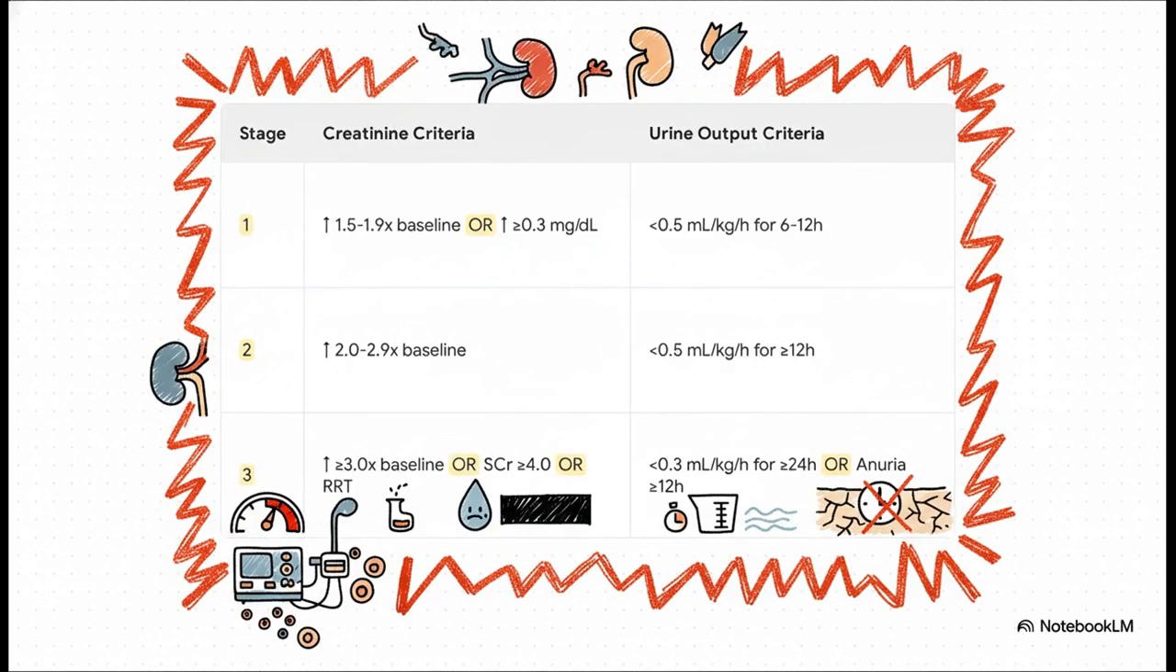And finally, stage 3. This is basically failure. The creatinine criteria are a big jump. Either it triples from baseline, or it hits an absolute value of 4.0 or higher, or, and this is key, the patient is started on kidney replacement therapy, like dialysis. The urine criteria are also much more severe. Urine output is now less than 0.3 mLs per kilo per hour for a full 24 hours, or the patient is completely anuric, no urine at all for 12 hours.